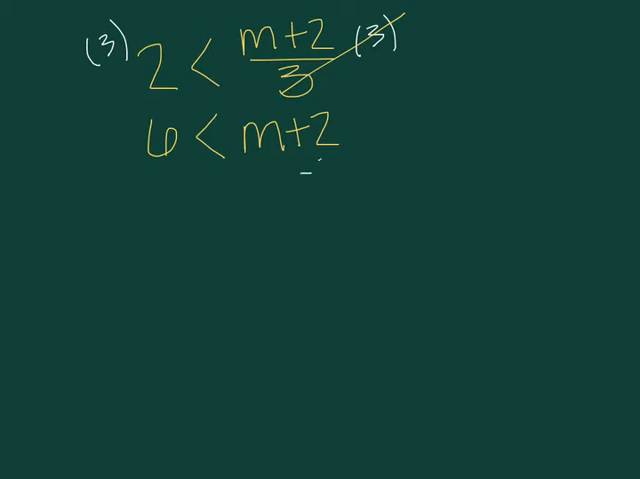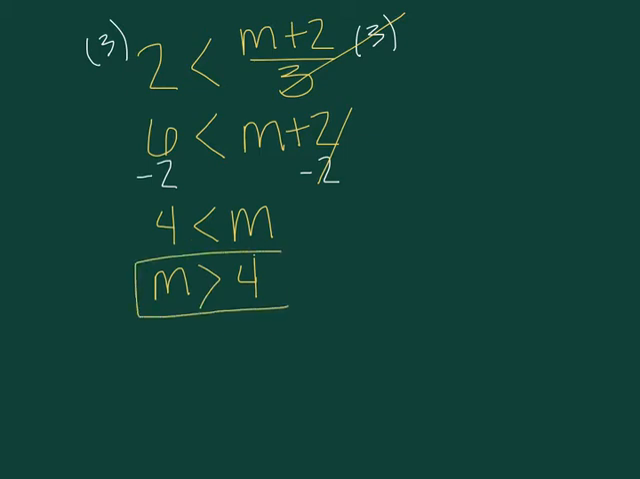So now I can subtract 2 from both sides. 6 minus 2 is 4. And bring down the m. Again, we like the variable on the left, so we'll put the m on the left, the 4 on the right, and keep the relationship the same. The open side is at the m, the open side is at the m.